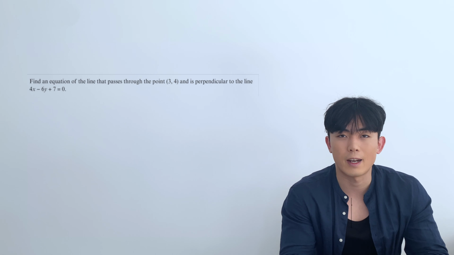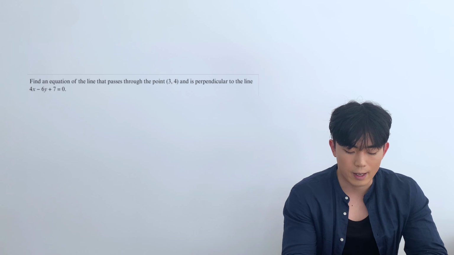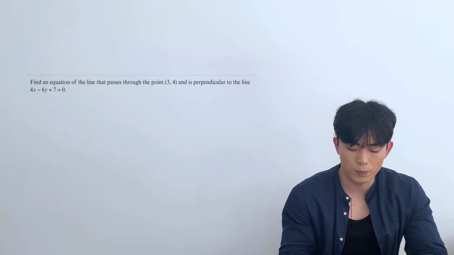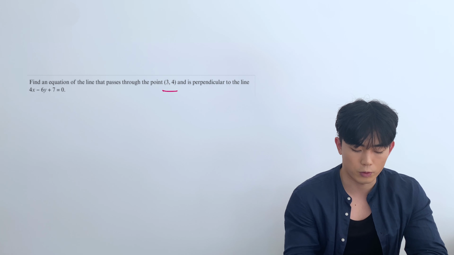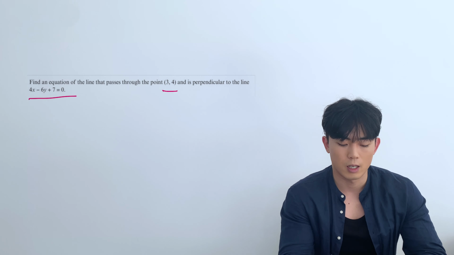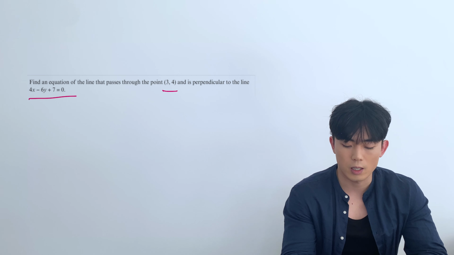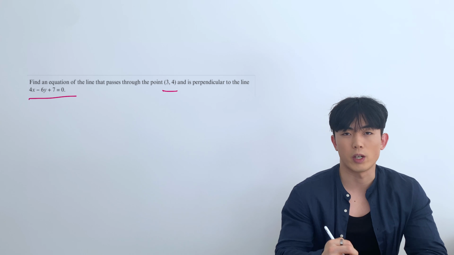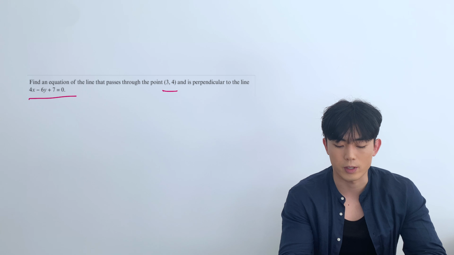Let's try a perpendicular line equation. We have a line that passes through the point (3, 4) and is perpendicular to the line 4x minus 6y plus 7 is 0. Find the equation of the line. Once again, we need to know the gradient first, as always. We only know the gradient of one line, but we know that they're perpendicular, so we can find the gradient of the second line.